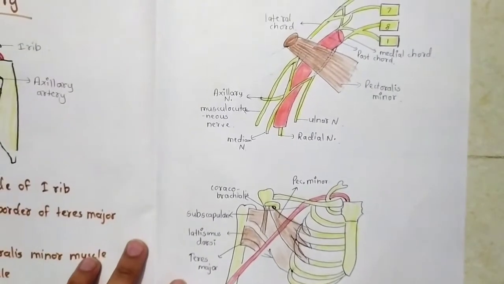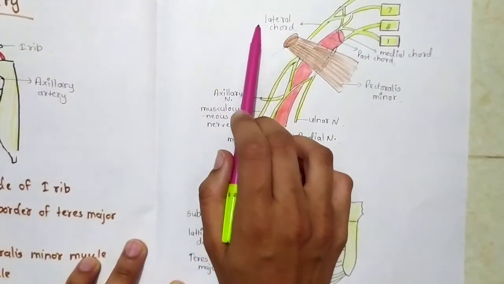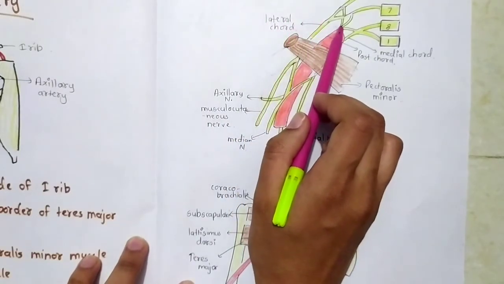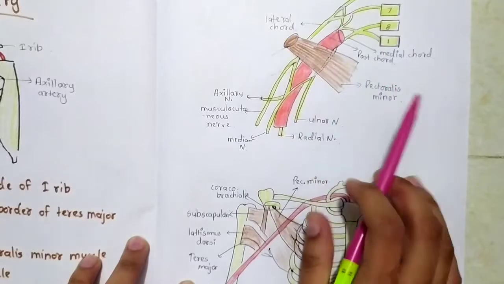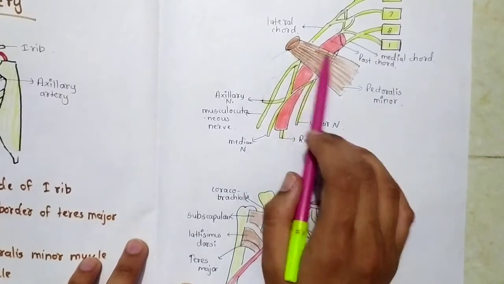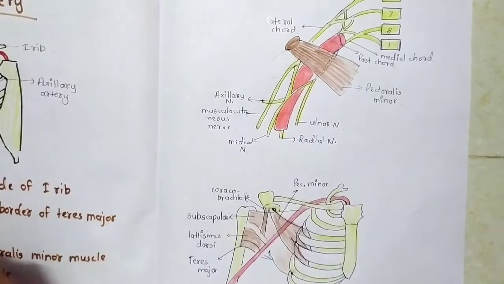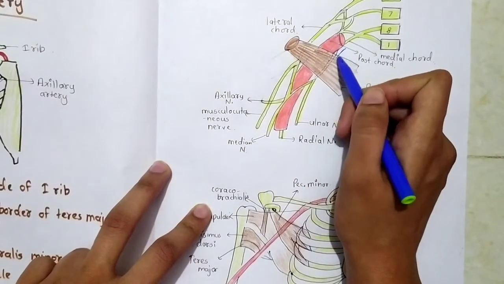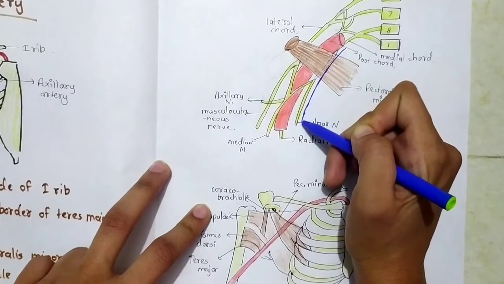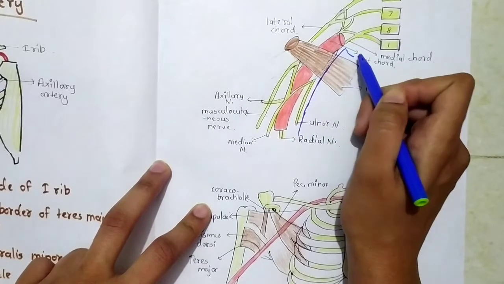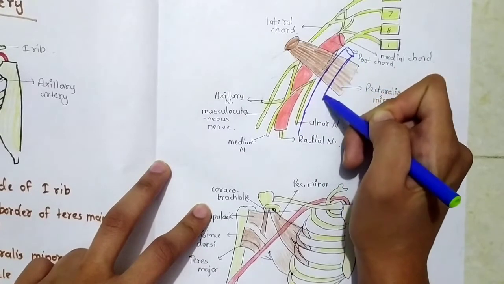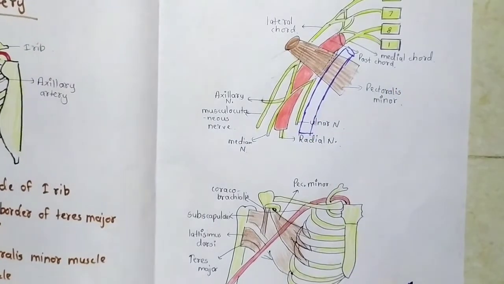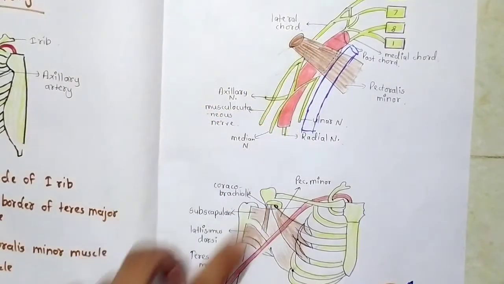See in this diagram, this is the lateral side. In the lateral relation you can see there is the lateral cord and also this posterior cord. So these two are in the lateral relations, and this is the medial side. I am drawing the vein here. Along with this artery there is the axillary vein running down. This is the axillary vein, so it is in the medial relation with all three parts.